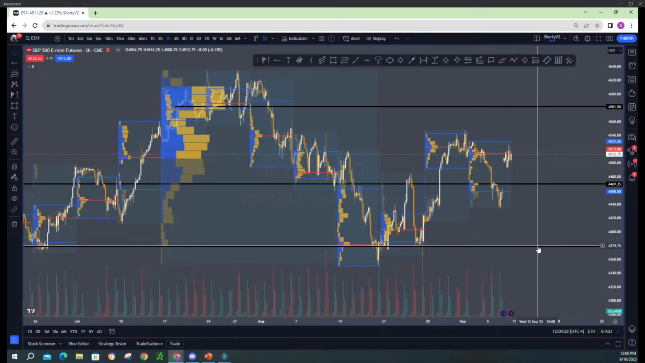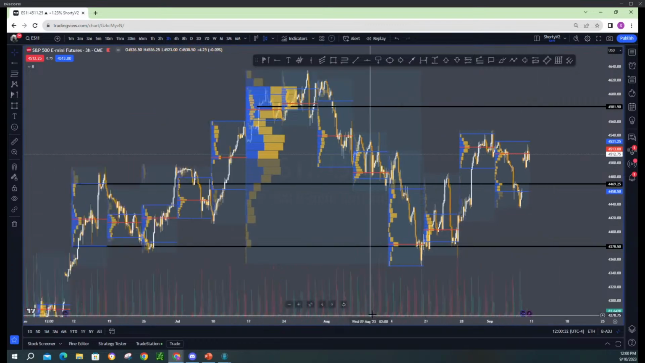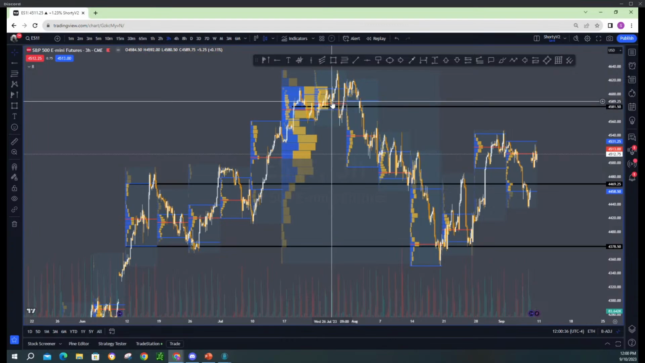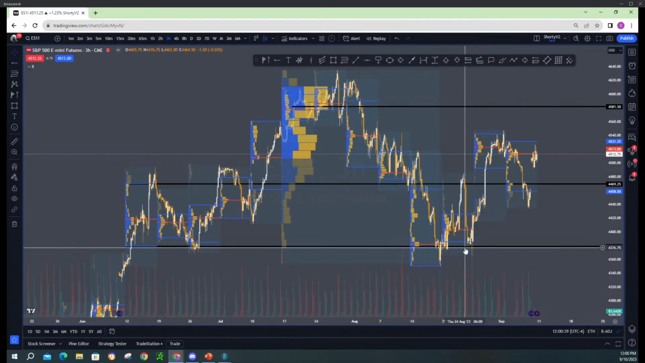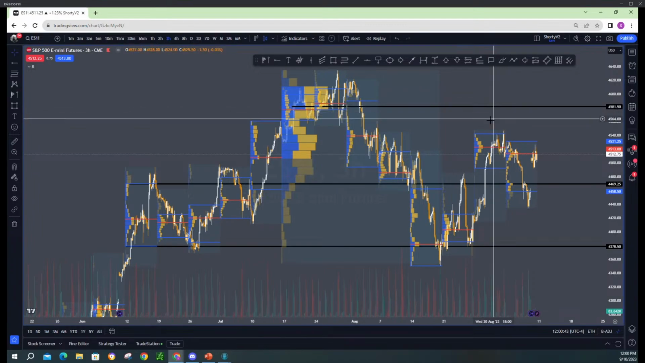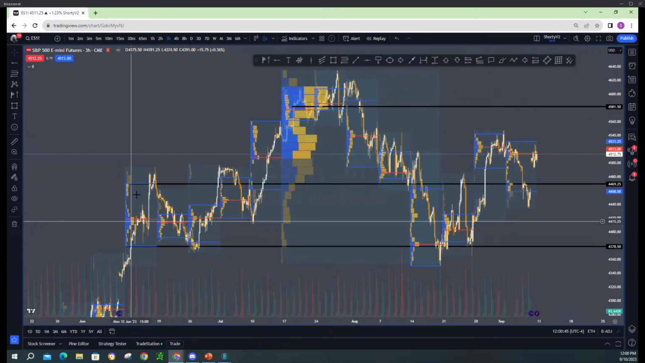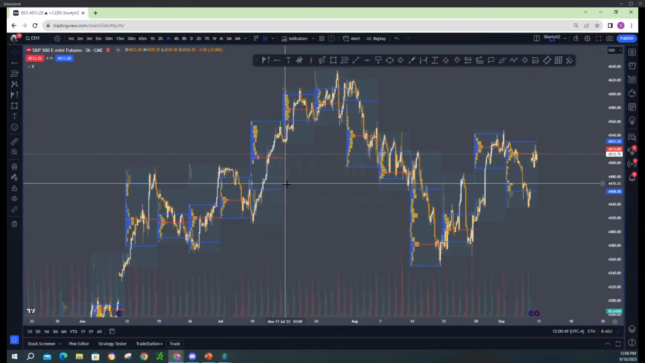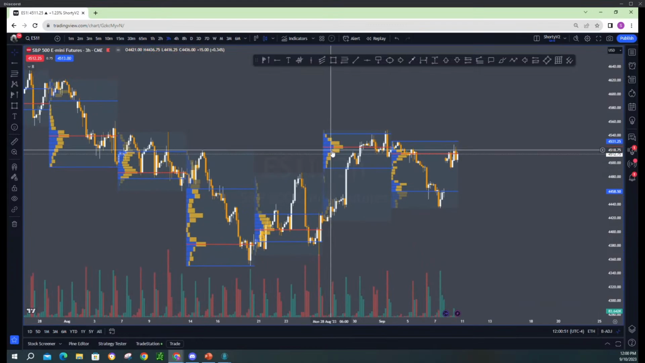You're always going to have more responsive sellers than you're going to have initiative sellers. They're going to be coming here, they're going to be selling. Their idea is to buy here and sell here. Buy low, sell high. Simple, right? But they scare you here. Okay, so that's your weekly profiles. This is your P shape.